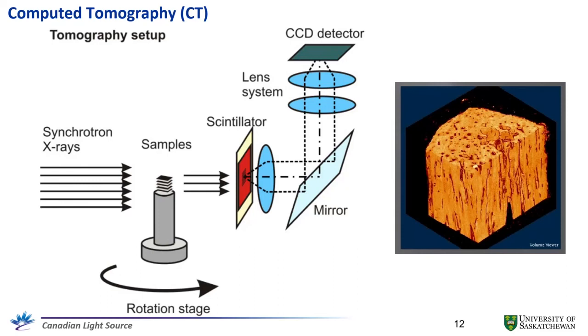In this example, we use synchrotron CT imaging to look at bones. And you can see when you reconstruct the 3D structure, you can see what is inside the bones. They have pores and fine structures in 3 dimensions.